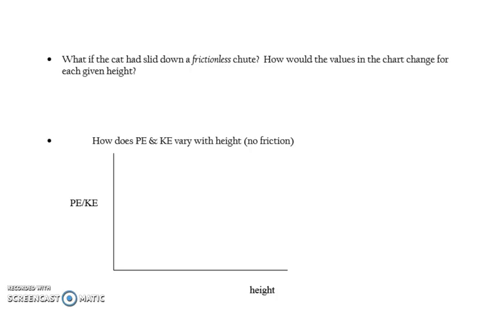What if the cat had slid down a frictionless chute? How would the values in the chart change for a given height? So instead of being projected forward, let's say it went down a slide of something like that, still the same change in height of 6 meters, no friction. Well, the total change in potential energy would still be the same, right? We'd still lose 600, no, excuse me, how much did we have? We had 600 joules of potential.